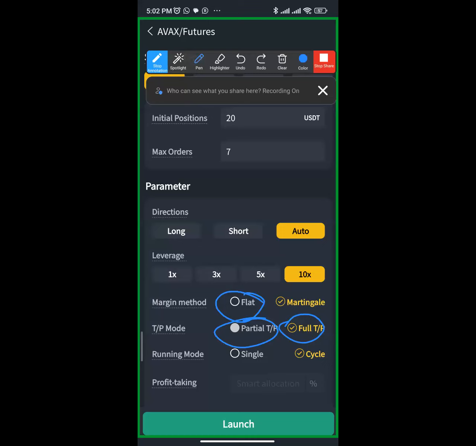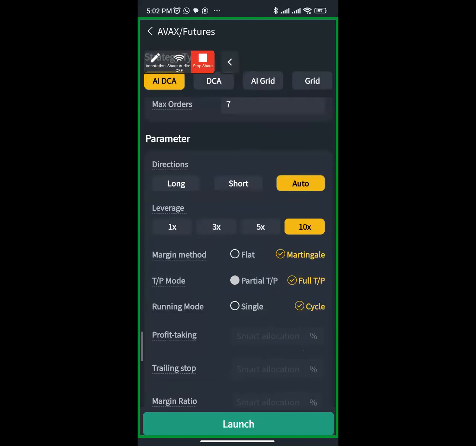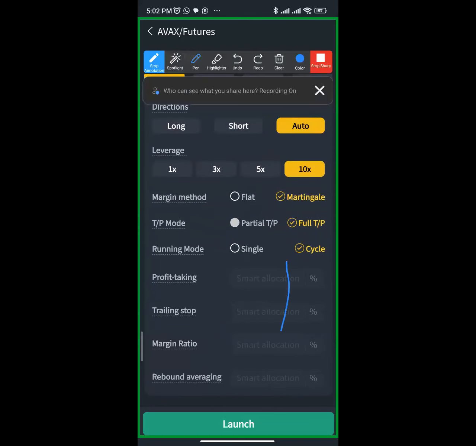And the robot is quite smart. If you scroll down, you're going to be seeing what we call the smart allocation here. So what do you mean by smart allocation? The robot picks its own, its profit taking is quite smart. Unlike other robots, so many robots have what we call a predefined profit taking.